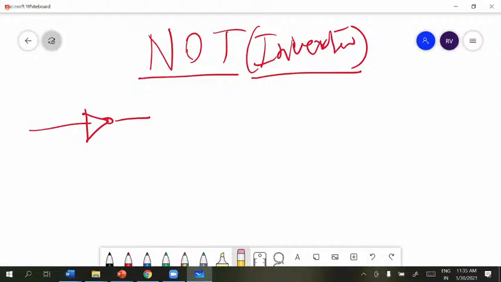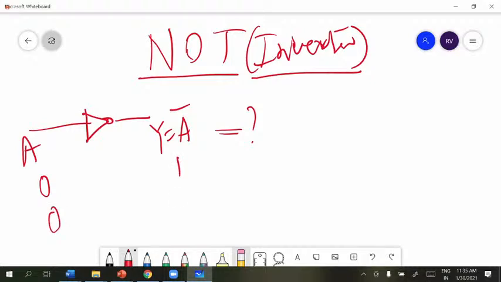Here A is the input. Y is equal to A complement. What is inside this NOT gate? Any idea? Just like I said, when you give 0, I get 1. If you give 0 volts, I get 5 volts. If you give 5 volts as input, I get 0 volts as output.